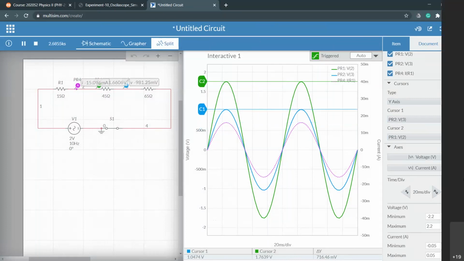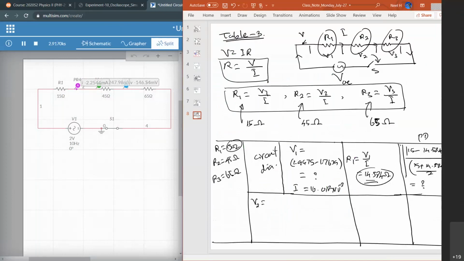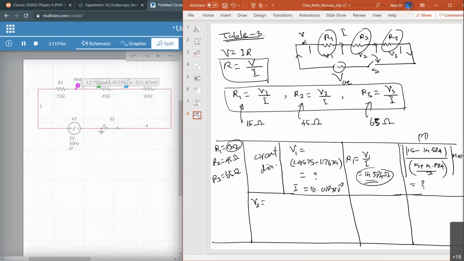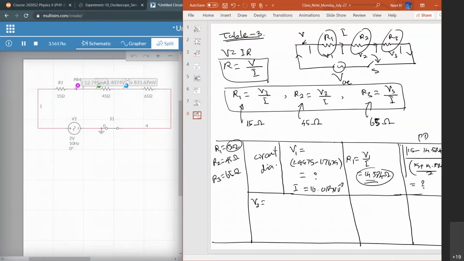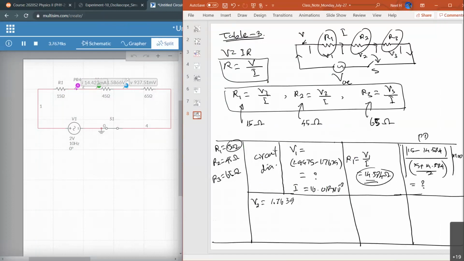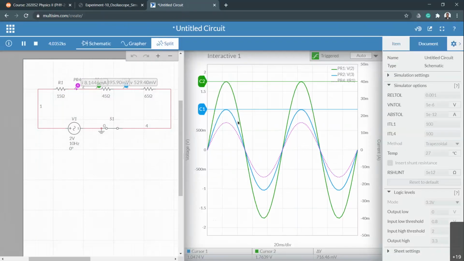So how to do the calculation? I need the V2. V2 is actually now the voltage between the green and blue, right? So the green value is the same previous number, 1.7639, minus the blue value, which is the new number that I already have here, 1.0474.